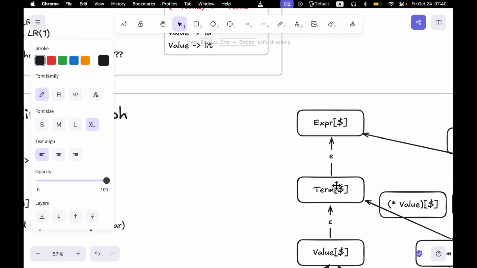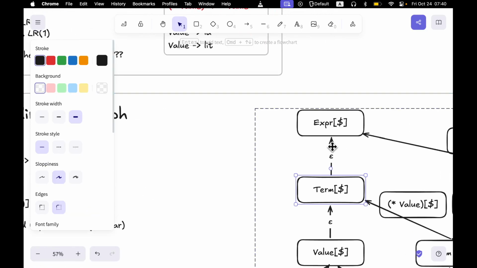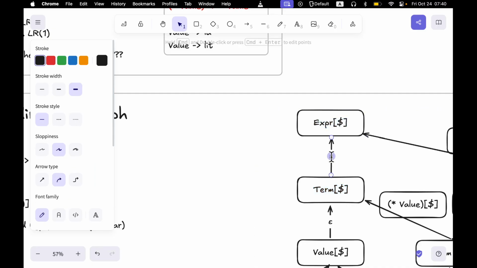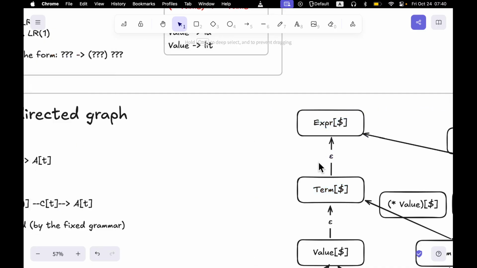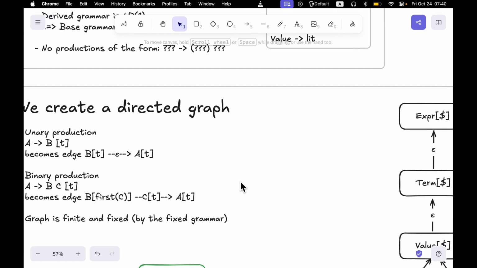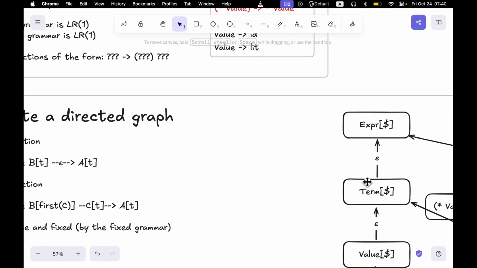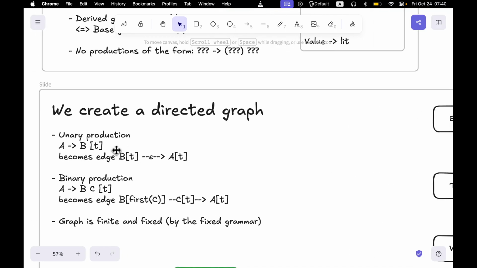If you look at this, that became this edge where term with the look ahead of $sign can be reduced into expression with the look ahead of $sign all by itself. The epsilon represents nothing, an empty string. I use this symbol to represent that this can be reduced into this without any further help, without any other items on the stack.